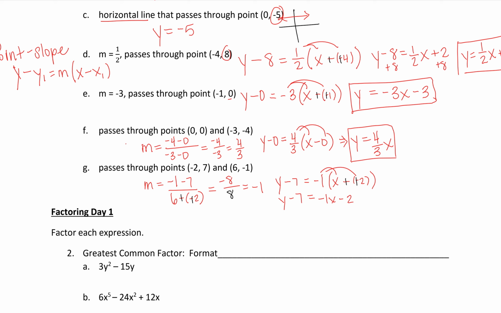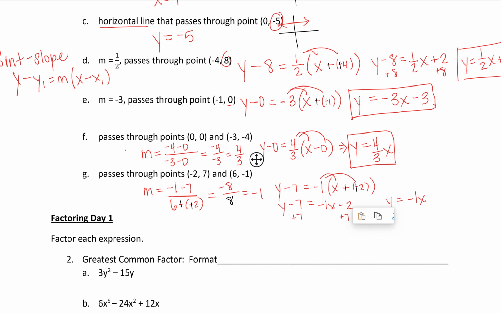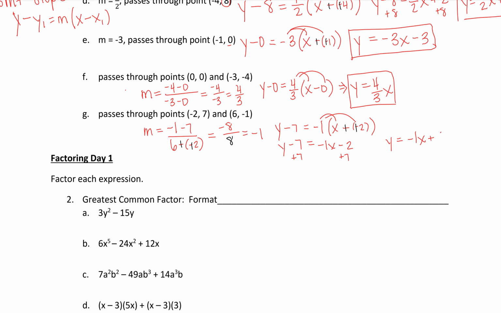To finish the problem, I need it to be in y equals, so I know I have to add 7 to both sides, so that I get an answer of y equals negative 1x. Again, that is the same as just saying negative x. Negative 2 plus 7 is going to be a positive 5. So you could write it as y equals negative 1x, that's okay, or you could write it as y equals negative x plus 5. Either one of those are just fine, and they are both technically the same answer.